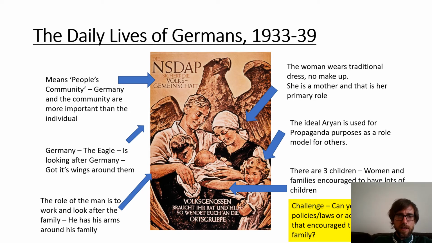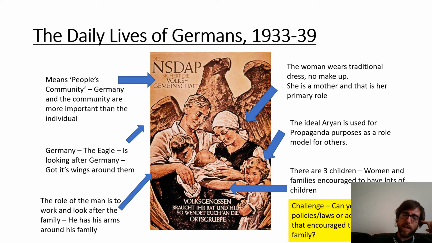So here are some of the ideas. So we'll start off over here. So we've got a woman wearing traditional dress. There's no makeup. She's a mother, and that is her primary role. So that's what they were encouraging women to do. We've got the children here that are seen as the ideal Aryans. They've got blonde hair. Can't quite see their eye colour, but we can probably guess that it's going to be blue if we look a bit closer. And they're used as role models.